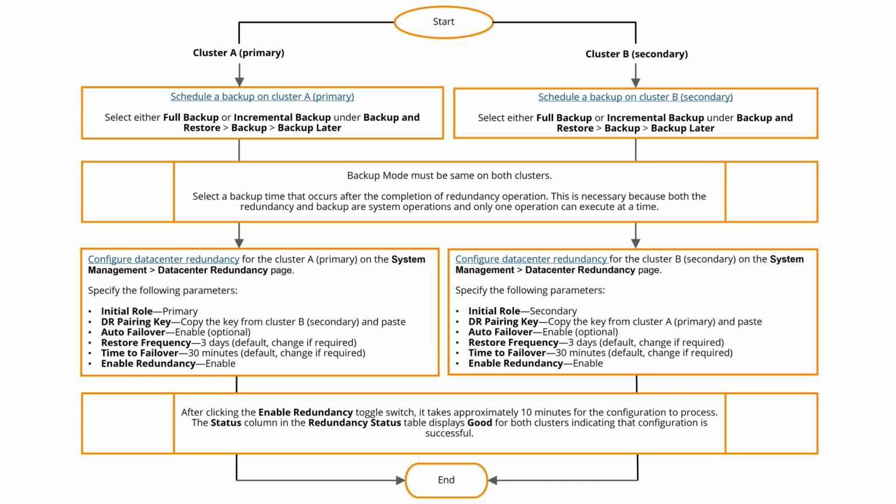Configuration has 3 stages. One is scheduling backup, next pairing the clusters, and lastly enabling redundancy. Have 2 COP clusters that are mirror images of each other in deployment and configuration. Open and access both in 2 browsers. Plan which cluster you want to assign the primary role initially.